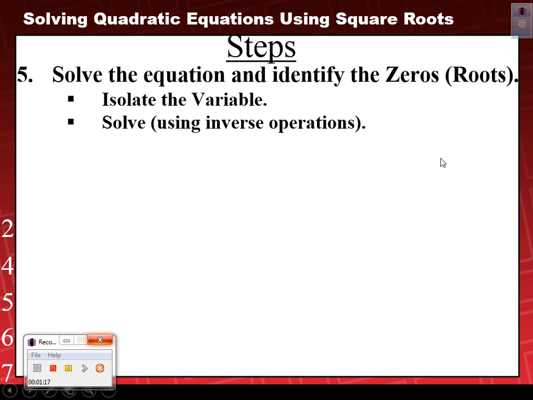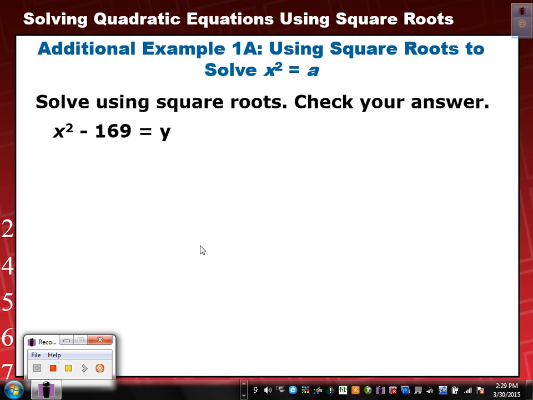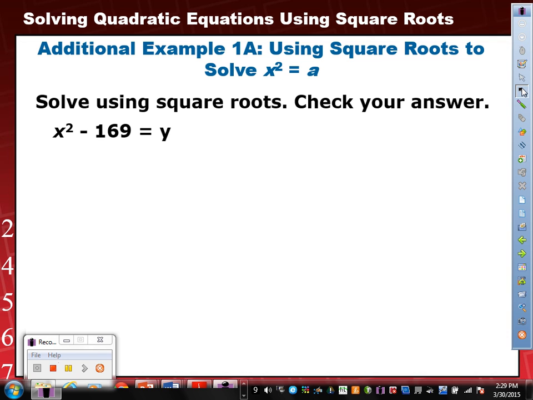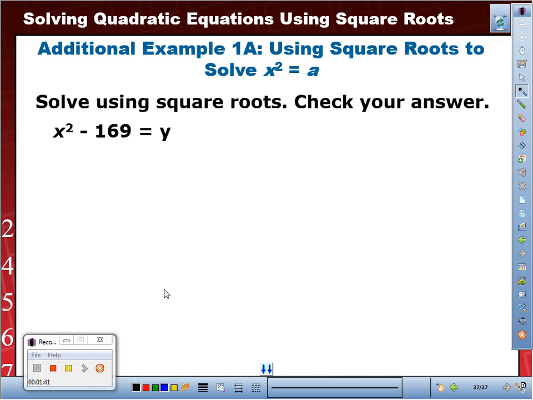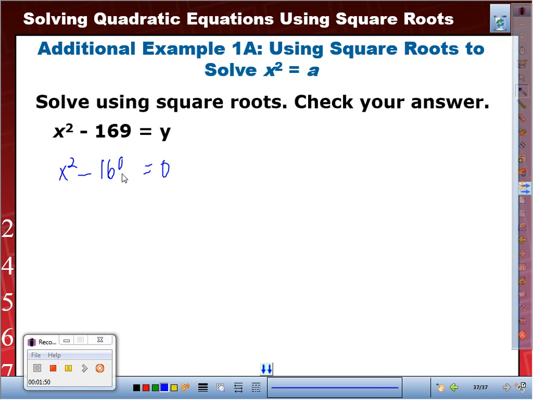Example 1A. Solve using square roots and then check your answer. Equation: x squared minus 169 equals y. Copy that, please. Okay, here we go. Let's do this one together. Whenever we have quadratic equations, what is the first thing we do? We change y into what? 0. This becomes x squared minus 169 equals 0.